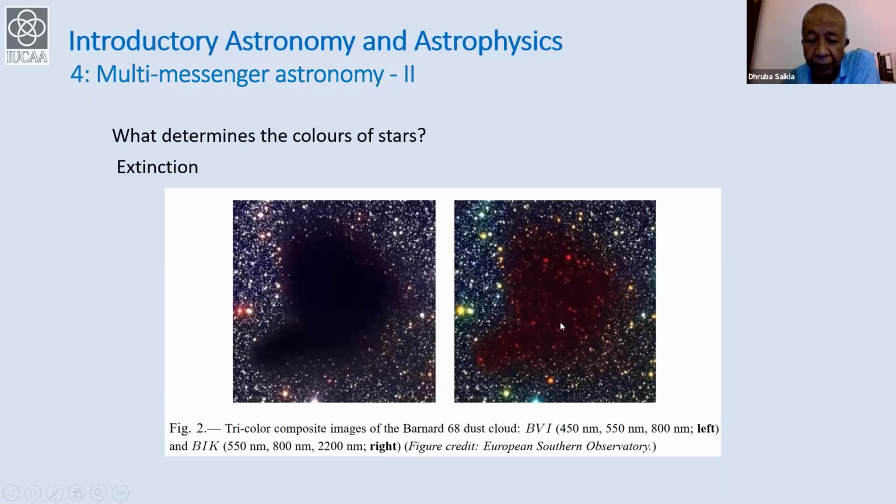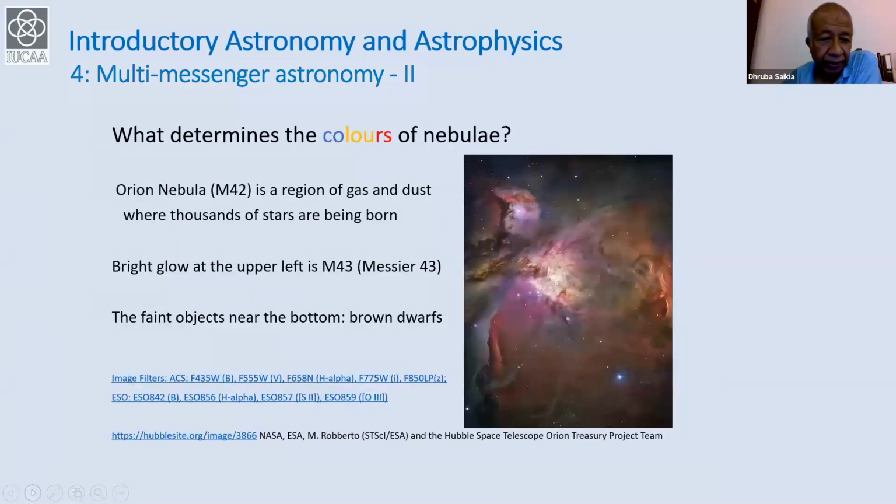And when you go to the longer wavelengths, the longer wavelength light comes through. There is less extinction at longer wavelengths. And you can see the reddish color of some of these stars, which are seen at long wavelengths through this very dense dust cloud. So these are two of the primary reasons that one has to take into account while trying to understand the colors of stars.